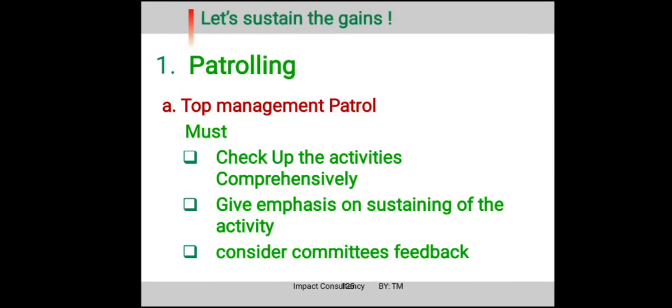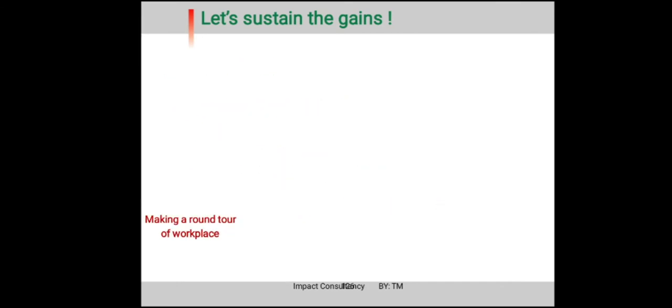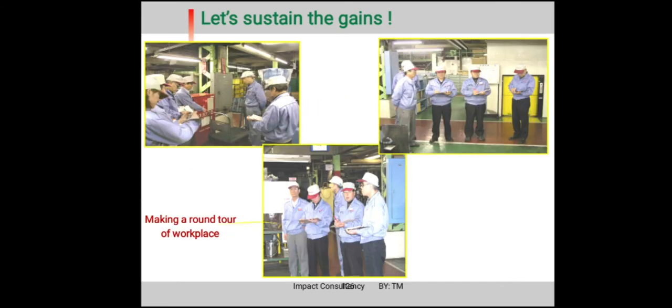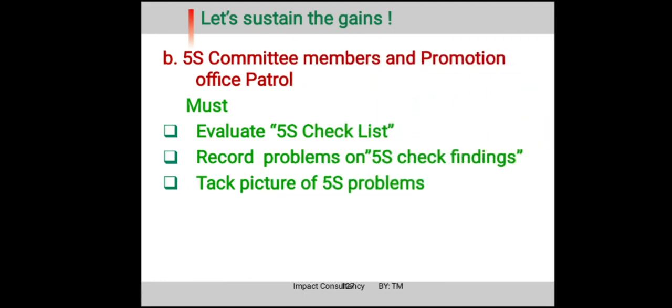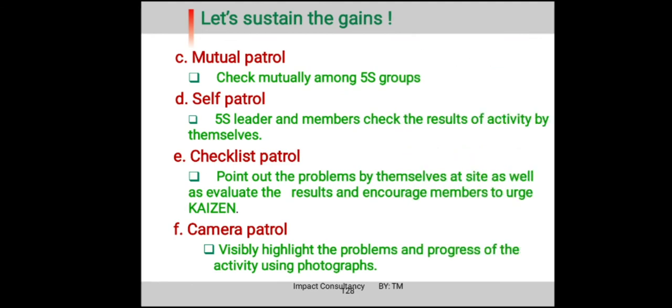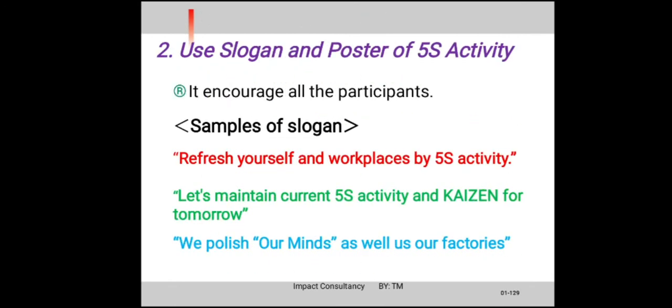A top management patrol must check up the activities comprehensively, give emphasis on sustaining of the activity, consider committee feedbacks. We will see it on the implementation part, each one by one. The 5S committee member and promotion office patrol will check, and mutual patrolling, self-patrolling, checklist patrolling, camera patrolling, use slogan and poster of 5S activity as we said before.